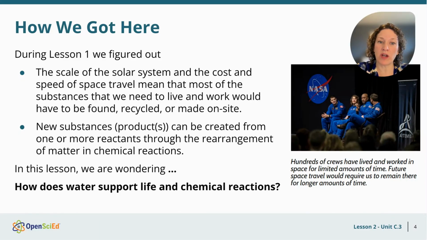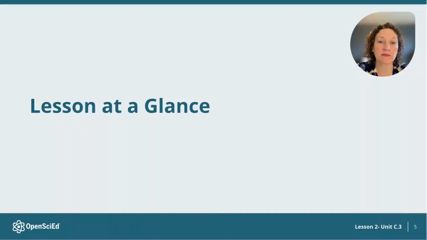So during lesson 1, we figured out that because space travel is vast and very expensive and slow, most materials needed in space must be found, recycled, or produced on site. These materials can be made by rearranging matter through chemical reactions that turn reactants into new products. Since water seems really important in this lesson, we're wondering, how does water support life and chemical reactions?